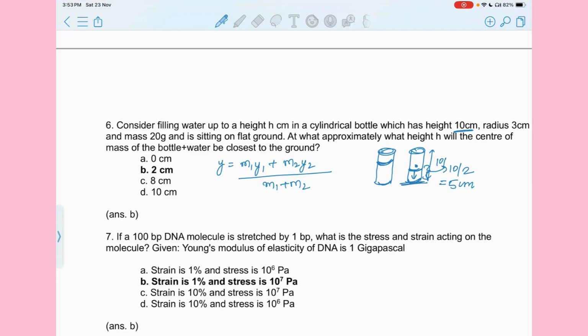That is, the height should be less than the 5 centimeter. Only one option is there because it cannot be at 0, because the objects we are considering, the cylinder and the water, have some mass. So it will be greater than 0, that is 2 centimeter only.